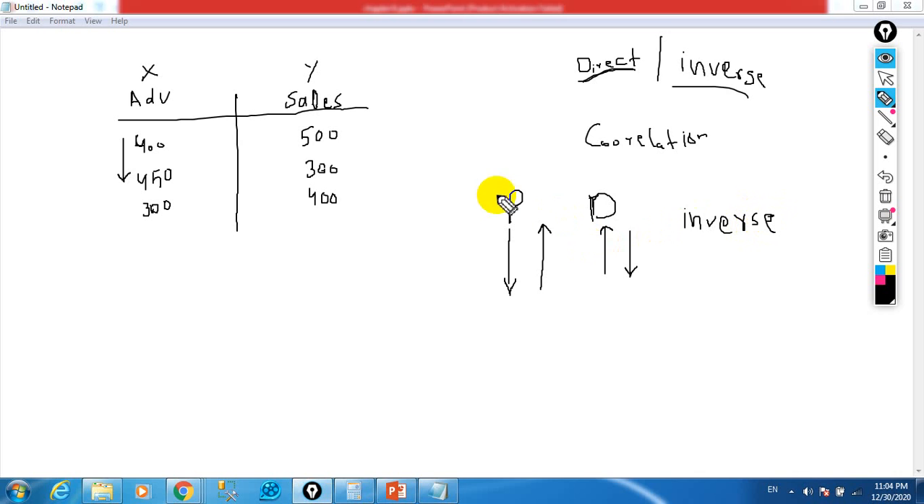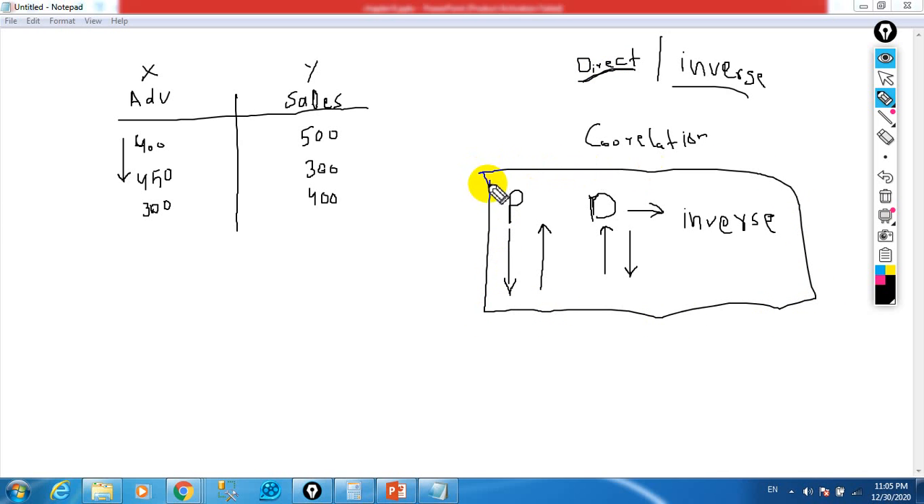So now we can say that this is the inverse relation. And in the same way we have the direct relation, in which when we increase the value of one variable, the other variable value will also increase. If one variable value is decreased, the other variable value will decrease. So this is called the direct relation.